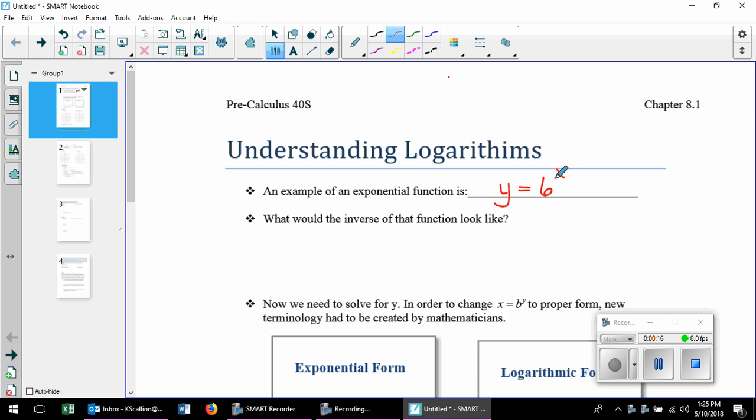An example of an exponential function is this. You did this in chapter 7. So now what did the inverse of that function look like? What does inverse mean? We talked about it yesterday. We flipped the x and y values. So this is going to be x equals 6 to the exponent y. Right? This is what we did yesterday in our exam review, switching the x and y values.